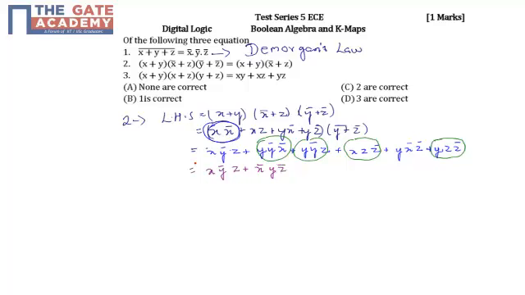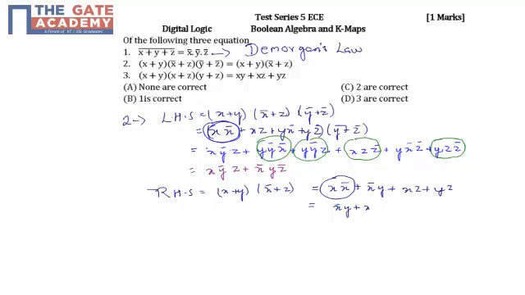Okay, now let us check the RHS. RHS is equal to (x plus y) times (x bar plus z). So this would give x times x bar plus x bar y plus x times z plus y times z. Again this term would be 0, so what we have is x bar y plus xz plus yz. Fine.